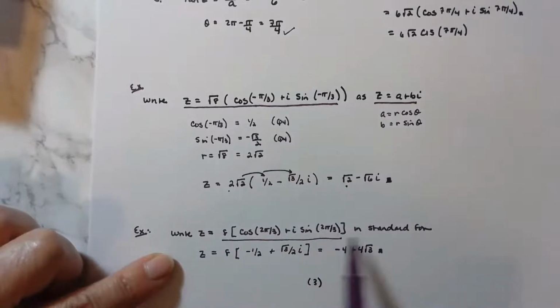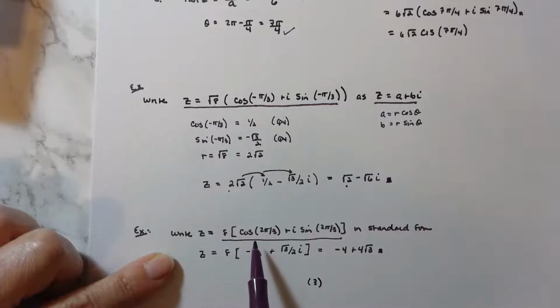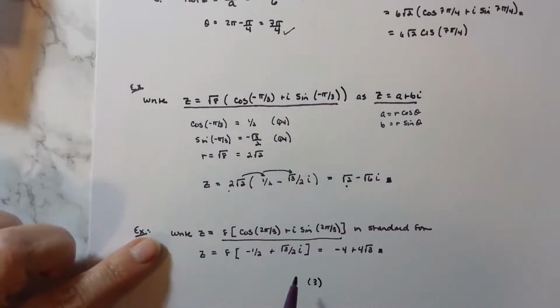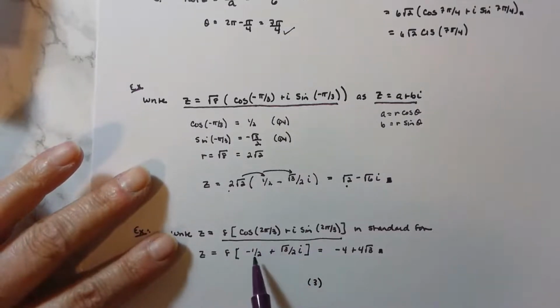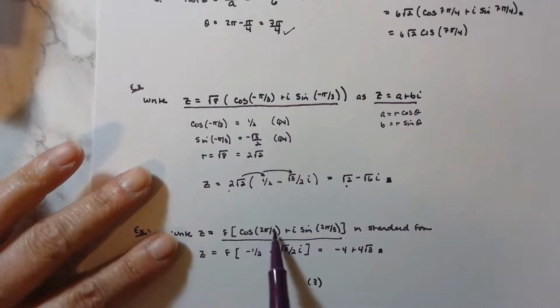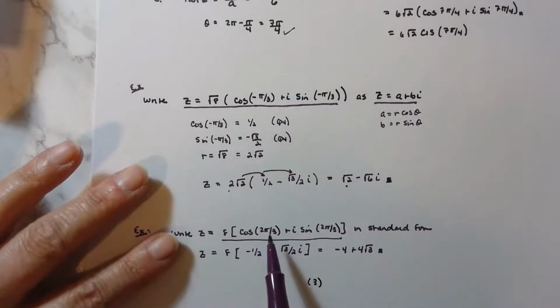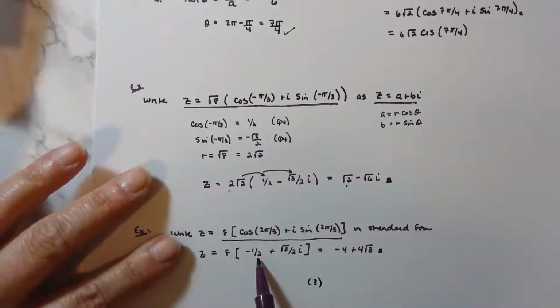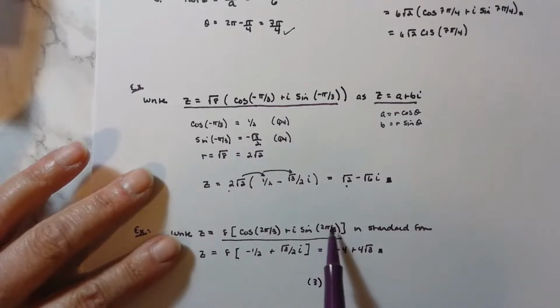Here's another one. Here's the polar form. We want standard form. Well, I know my r is 8, and I know what the cosine and the sine of 2 pi over 3 are. Cosine of 2 pi over 3 is negative 1/2. This is a quadrant 2 angle, and so the cosine is negative there. And the sine, of course, is also a quadrant 2 angle, but the sign is positive there.